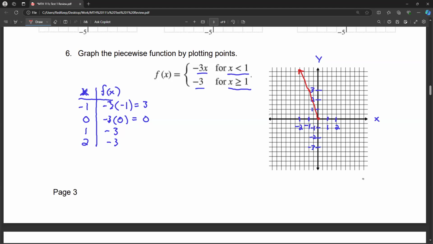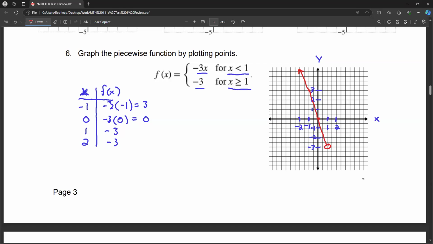Let's see, if x were equal to 1, I would have negative 3 times 1, and the output would be negative 3. And so I know I'm kind of going off in that direction. If we had a straight edge, it would be a lot easier. But I know it's not actually equal here, right? So it's going to be an open circle for now.